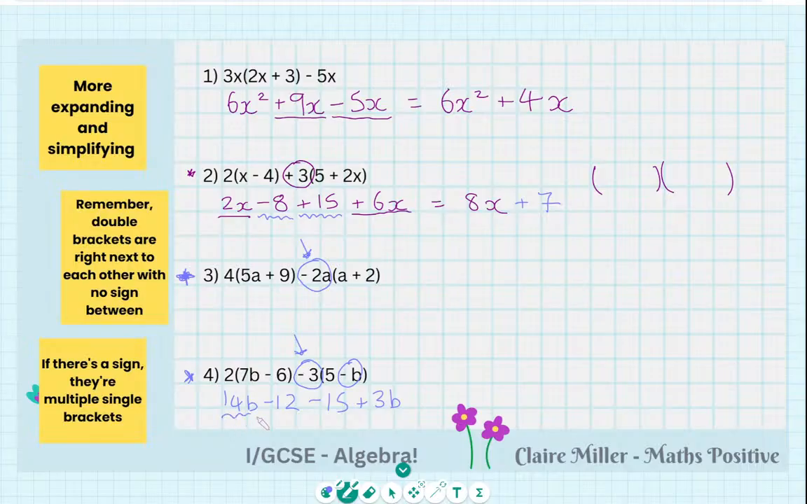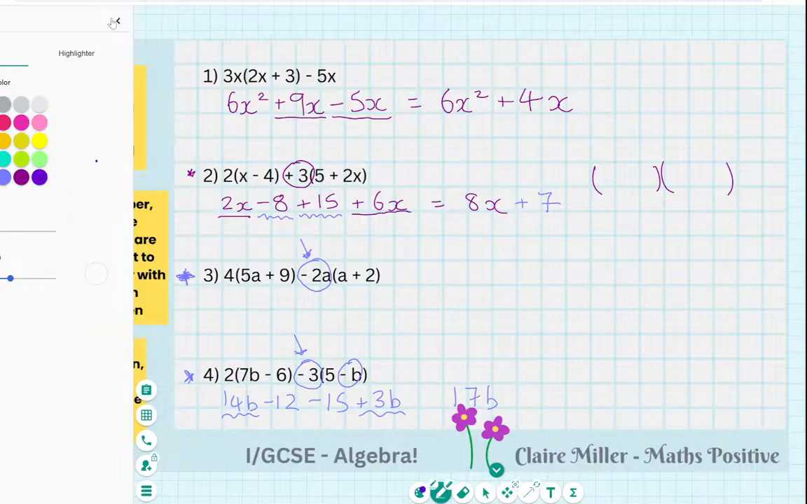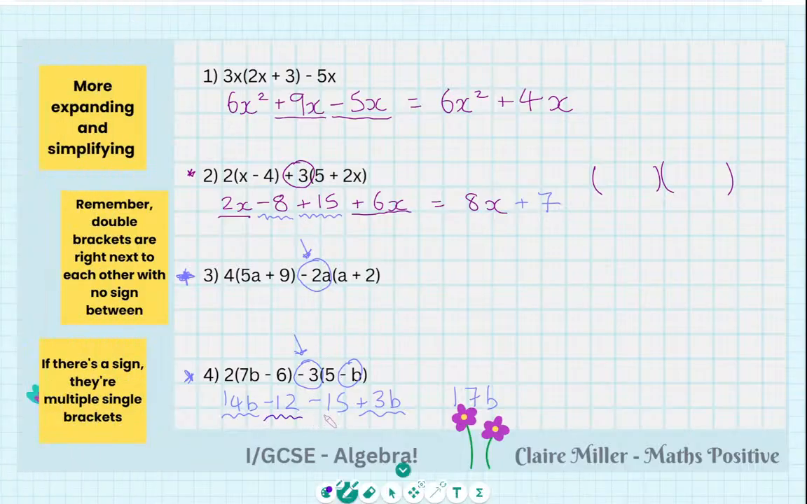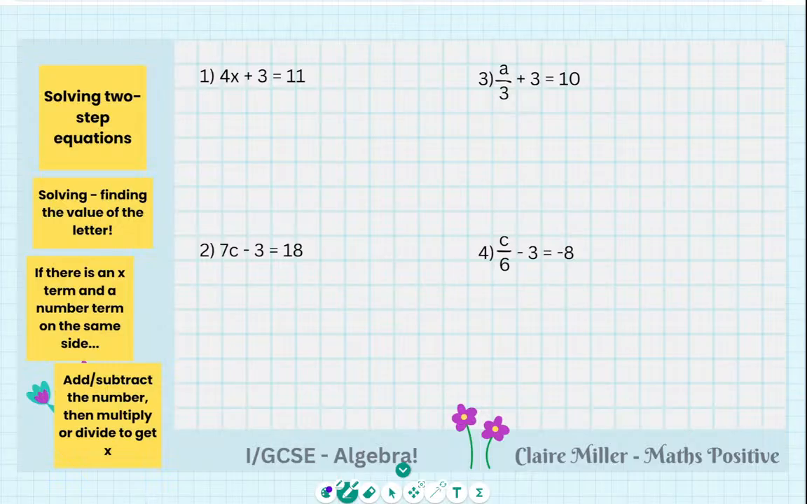So I'm going to then simplify. We've got 2b terms, 14b and 3b. So that's going to give us 17b. And then, let me quickly change the colour again. We've got minus 12, take away 15. Negative 12, take away 15. Negative take away something, we're going to get more and more negative. That's going to give us negative 27. Okay, so hopefully that makes sense. And have a go at that last one, the middle one, yourself. And I've put some extra practice questions on the end as well with some answers, at the end of the PDF.